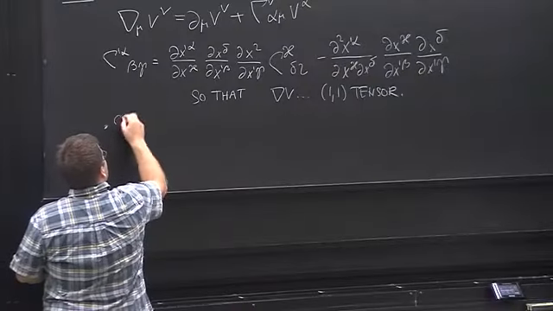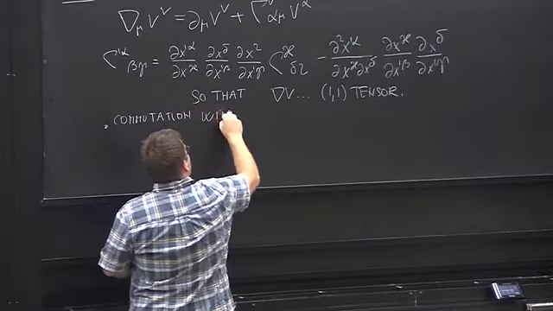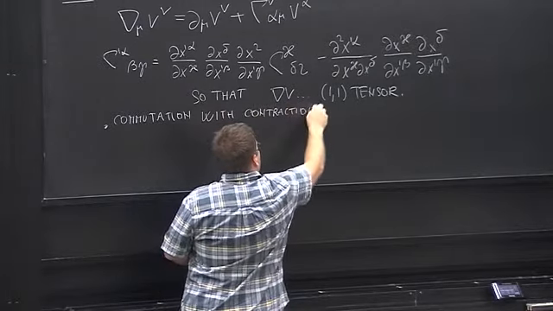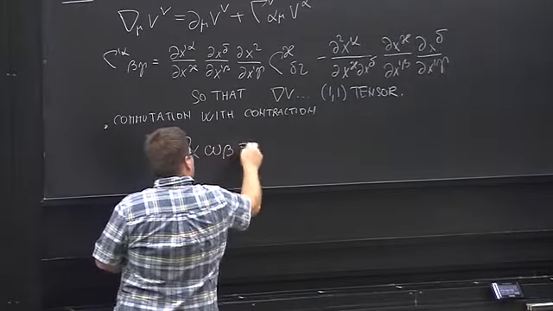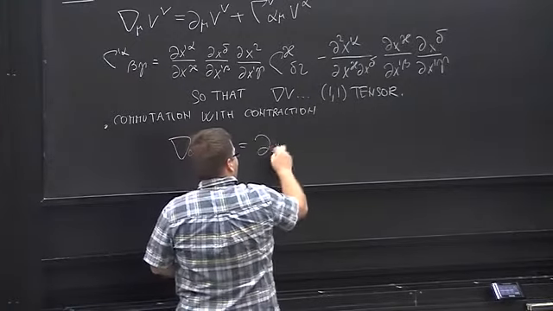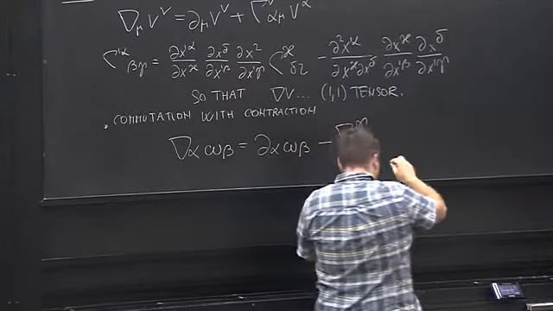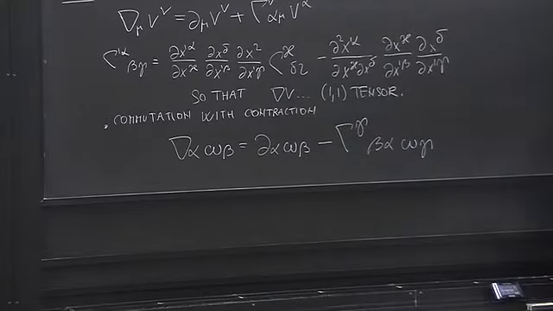So now the statement is that the commutation is contraction. It simply gives me that nabla alpha omega beta, so this is how the covariant derivative acts on a form, is equal to d alpha omega beta minus gamma gamma beta alpha omega gamma. So that's how a one form would be differentiated.